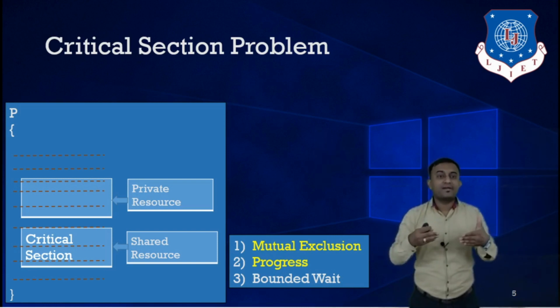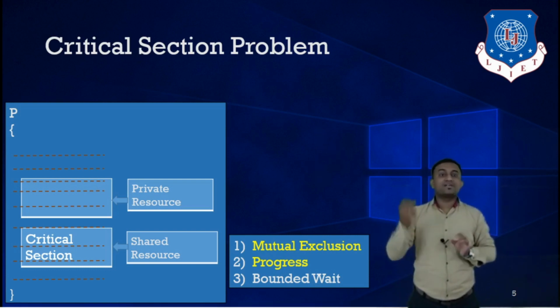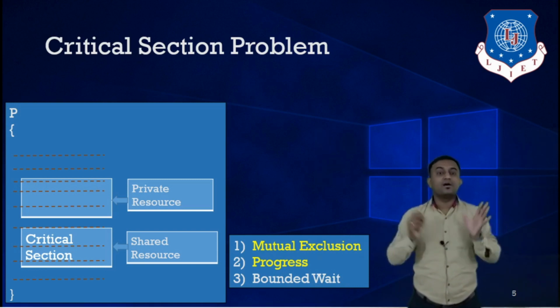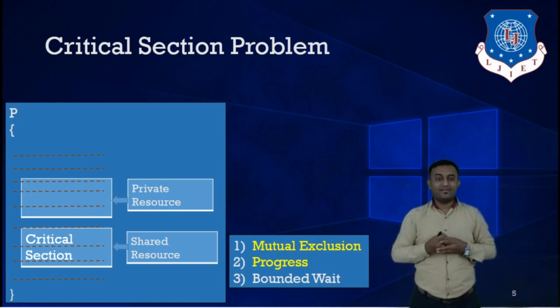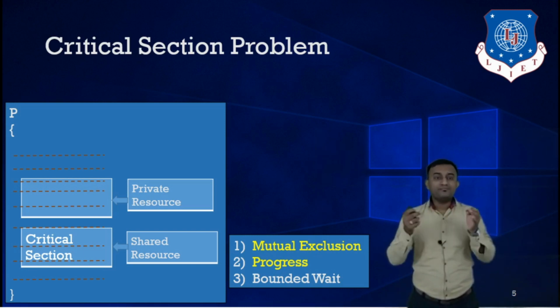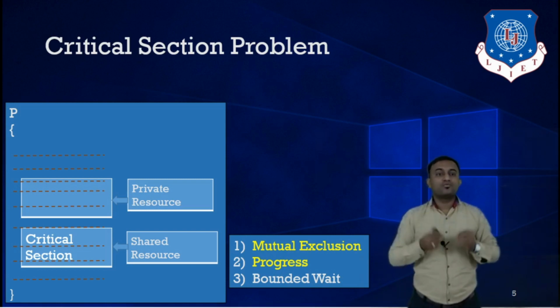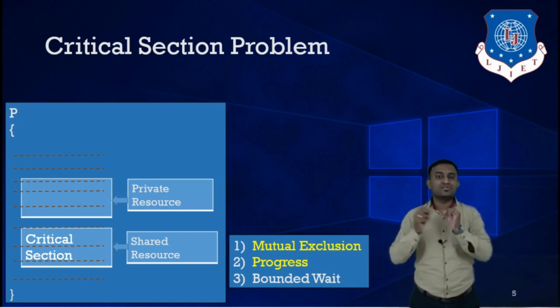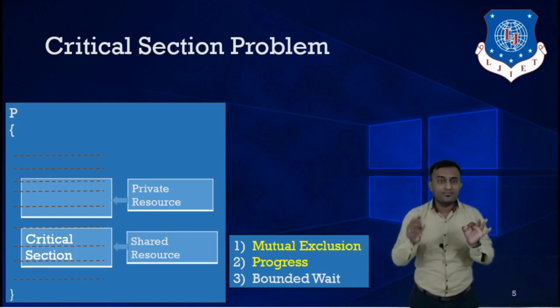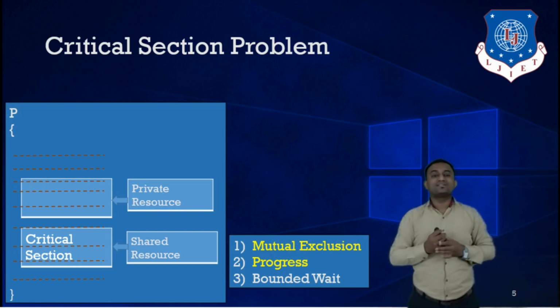When a process can access the shared resources, when it enters into a critical section, it should follow these three criteria. For example, if two processes are trying to enter into a critical section, as far as the mutual exclusion property is concerned, only one process can enter into a critical section at a time. That is nothing but the mutual exclusion property, which means one at a time.